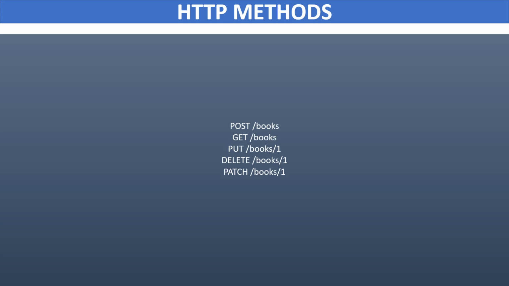Next, HTTP methods. Suppose in the online bookstore you want to create a book, you can use the POST method. To get books, we can use the GET method with /books. To get a particular book, we can use the GET HTTP method with /book/1. For updating, we can use the PUT method with /book/1. To delete a particular book, we use the book ID, say 1, and this book will be deleted. PATCH is for partial update. If you want to do some partial update, we can use PATCH with /book/1.